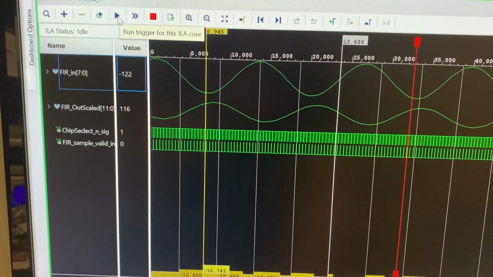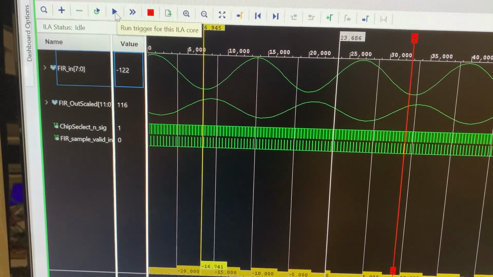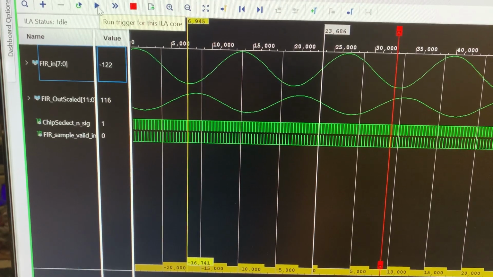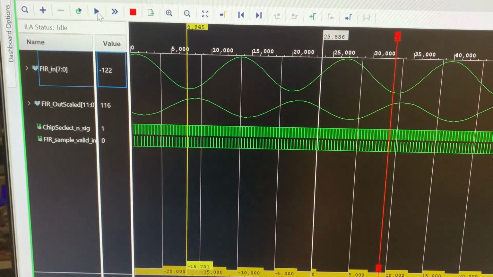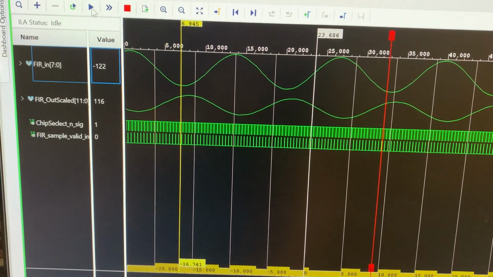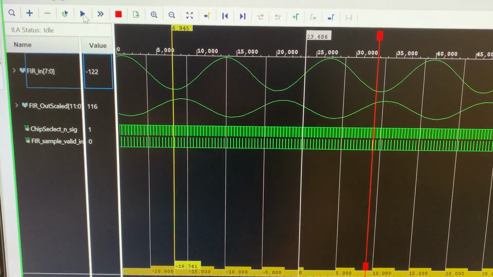The two other signals you can see, the important one is the FIR sample valid in, and as I told you guys, that valid in is only high for one FIR clock cycle, which is 5 nanoseconds, and the other signal is the chip select just for my DAC.